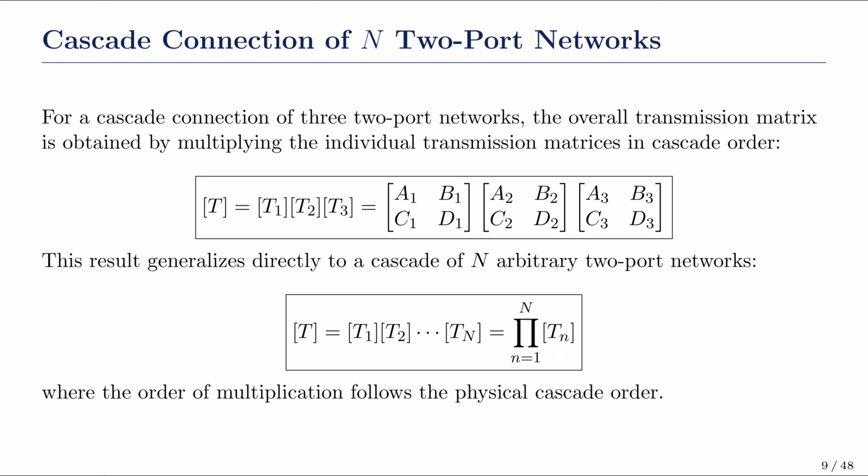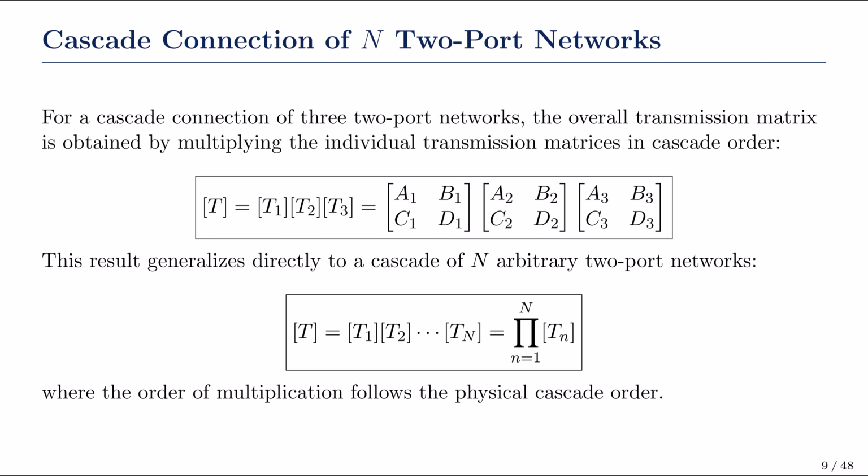We can extend the cascade principle to any number of two-port networks. For three networks connected in cascade, the overall transmission matrix is obtained by multiplying the three individual matrices in their physical order. Thus, the matrix of the complete network is the product of the first, second, and third transmission matrices. This result generalizes immediately to an arbitrary number of cascaded two-port networks.